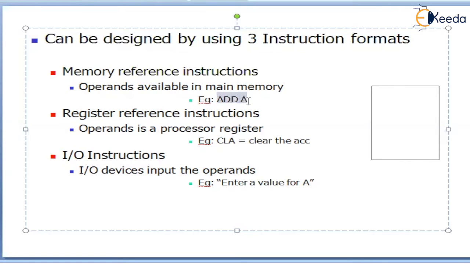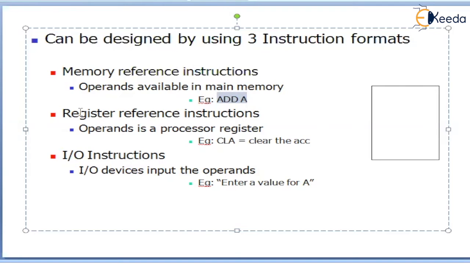A is the operand. What is A? A is a memory location. In order to get A, you need to go to main memory. So that is what a memory reference instruction is. For instructions which, in order to execute, go to main memory and collect the operands, these instructions are called memory reference instructions.